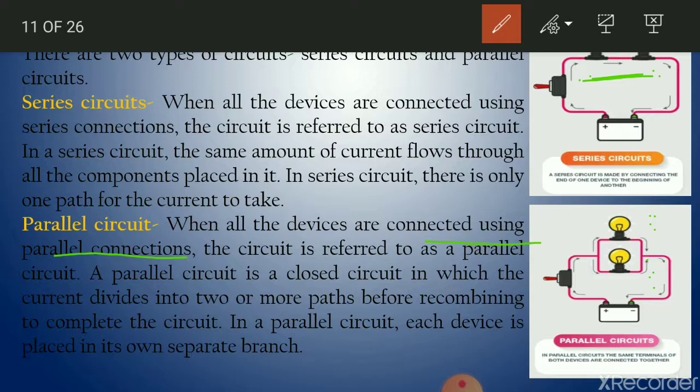In a parallel circuit, each device is placed in its own separate branch. Here you can see two bulbs arranged in two parallel branches. Suppose current enters from one point, the current will divide into those branches, and after that it will recombine. So this is a series circuit, in which devices are connected in serial connection, and this is the parallel circuit, where devices are connected in parallel connections.